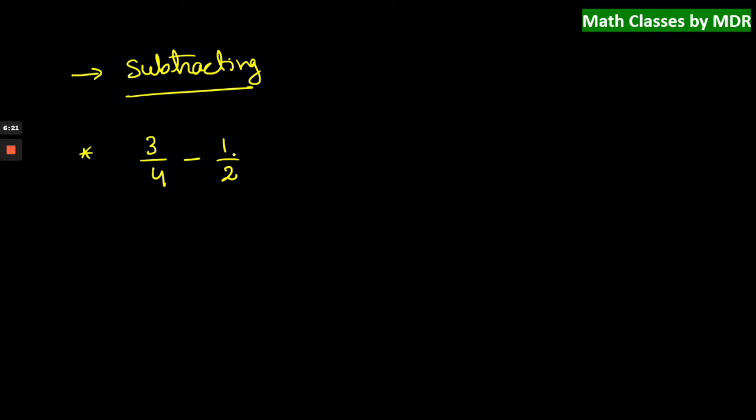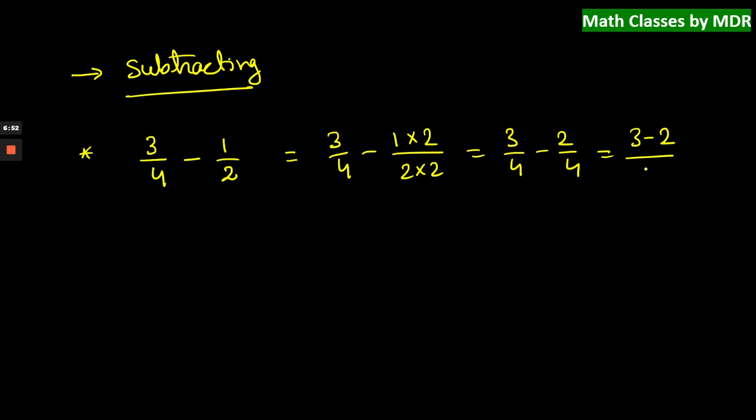Isn't that simple? Yes. The same way we have done it for the additions, we use the same methods for subtraction. One thing is that we can make the denominator same. So how can I make it? If I multiply the second fraction by 2, both numerator and denominator, I will get 3 by 4 minus 2 by 4. Now the denominators are same, we can add or subtract the numerators. So 3 minus 2 by 4, which is equal to 1 by 4.